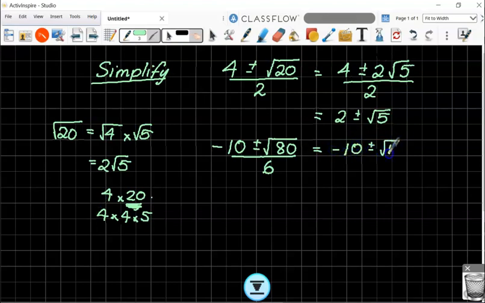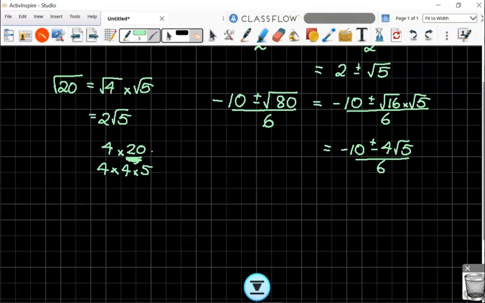So we end up with root 16 times root 5 all over 6, which becomes minus 10 plus or minus 4 root 5. Can I cancel that any further? How do I cancel? Right, we can see 10, the 4, the 6, they're all even. So we can divide each of those by 2. So minus 5 plus or minus 2 root 5 over 3.